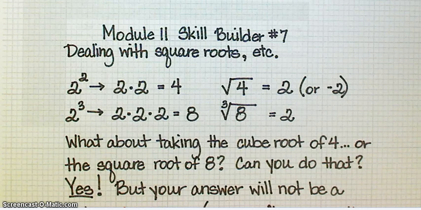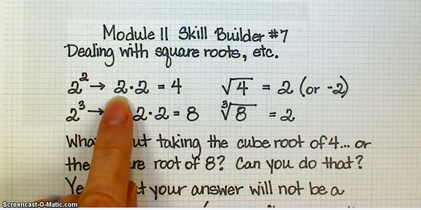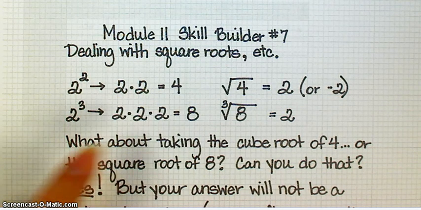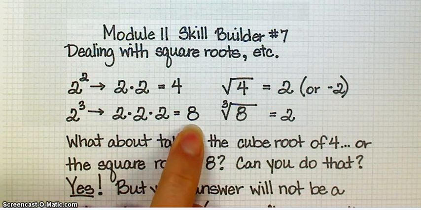All right, this is Module 11, Skill Builder number 7, and it's a little bit of help with dealing with square roots, cube roots, that sort of thing. All right, so just to remind you, 2 squared is basically you saying 2 times 2, and that's going to be 4. 2 to the third is 2 times 2 times 2, and that is 8.